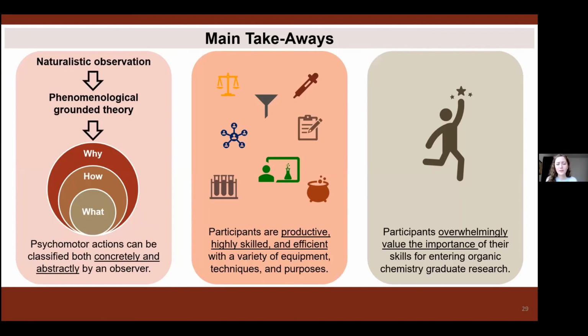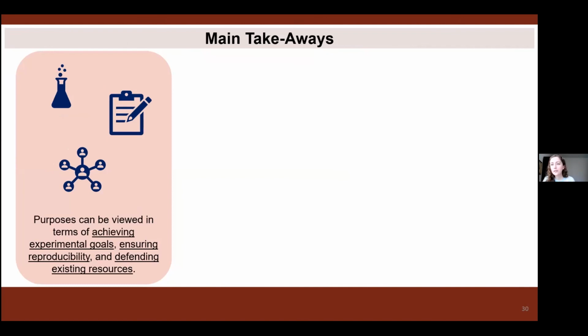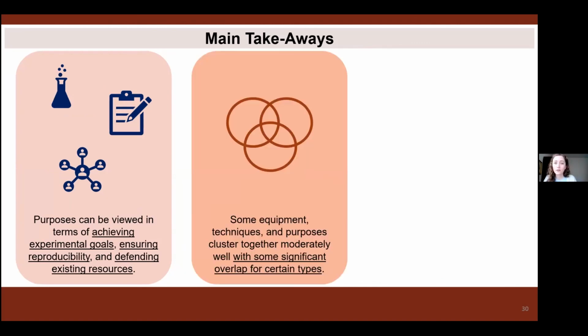Overall, these participants are highly productive, they're highly skilled and efficient, and they value these skills that they use greatly. So they believe that these skills are extremely important to have when you enter grad school in order to be successful. The purposes that they are trying to achieve can be viewed in terms of achieving experimental goals, ensuring reproducibility, and defending their existing resources.